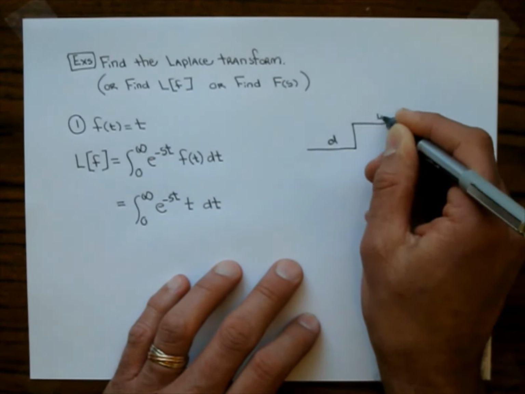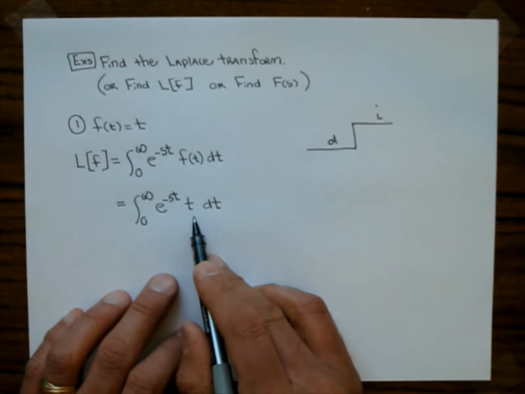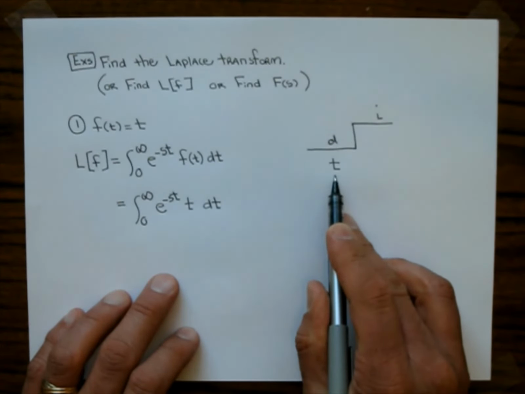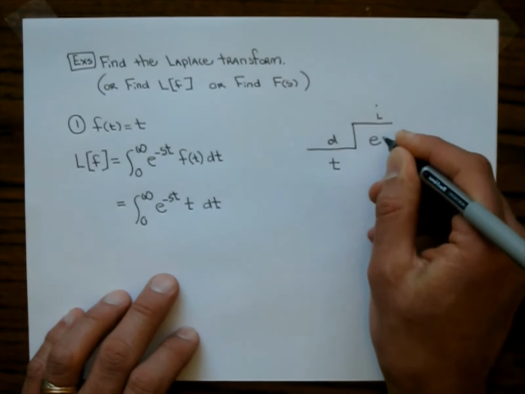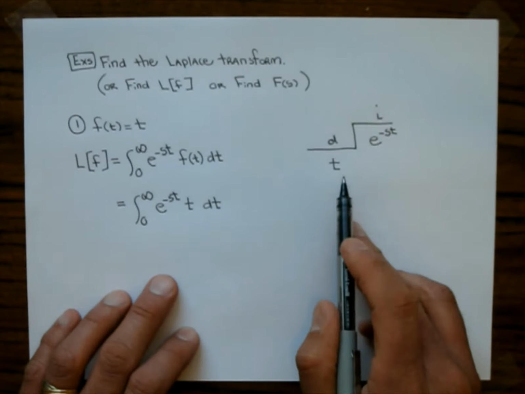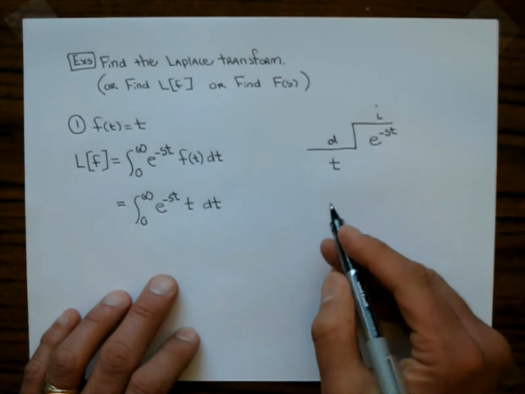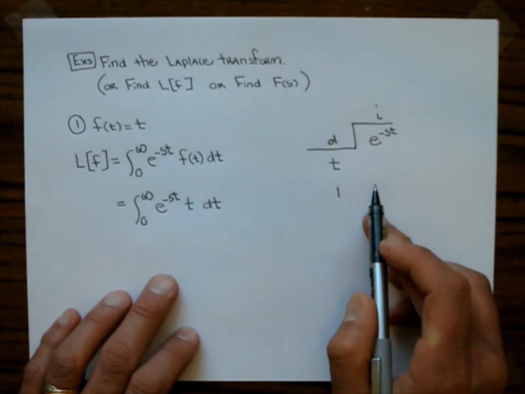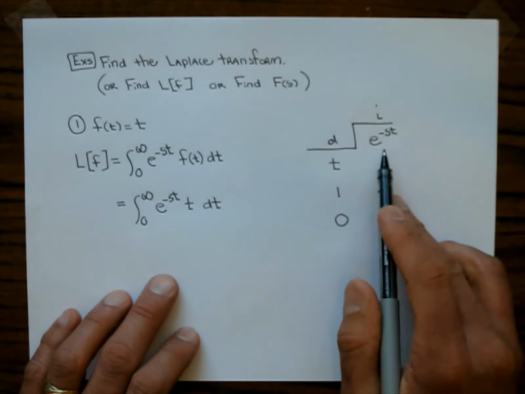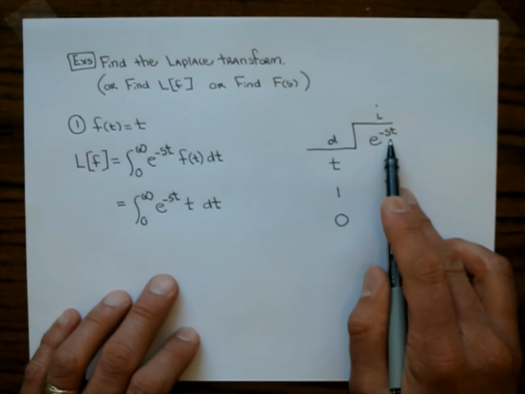Derivative, integral. I'm going to go ahead and put the t here. That's the one I'm going to take the derivative of. And then e to the negative st, that's the one I'm going to integrate. So when you take the derivative of t, you end up getting 1. And you take the derivative of 1, you end up getting 0.